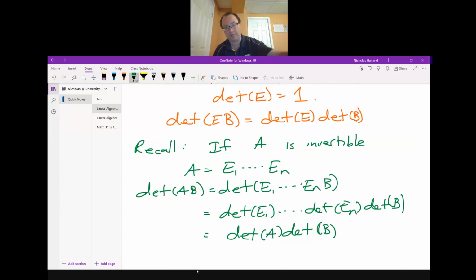So a question you might want to ask yourself is, what if the matrix is not invertible? Is this still true? So would this still be true if the matrix is not invertible? And by this, I mean this property right here about multiplication.